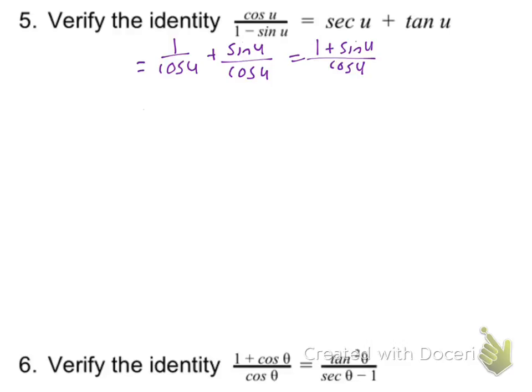Common denominators. But how do I switch those? I can't change 1 plus sine u to secant or cosine squared because they're not squared. So that means that Pythagorean identities probably aren't going to work here. Wait, but so I got stuck. I'm basically at this point in the same position as I am on the left-hand side.